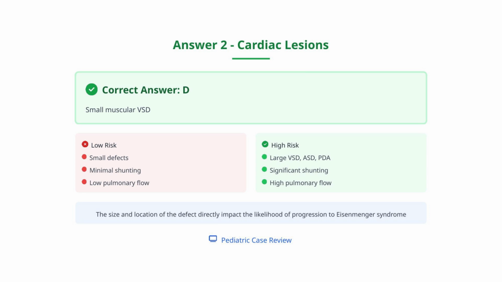Small muscular ventricular septal defects rarely cause enough left to right shunting to develop Eisenmenger physiology. Eisenmenger syndrome typically develops in patients with large, unrepaired defects that allow substantial left to right shunting. The most common lesions include large ventricular septal defects, atrial septal defects, and patent ductus arteriosus. The size and location of the defect directly impact the likelihood of progression to Eisenmenger syndrome.